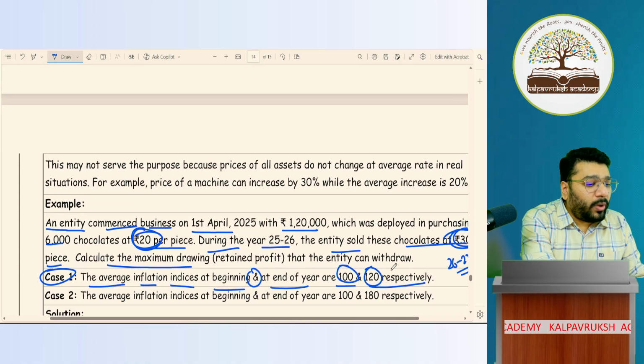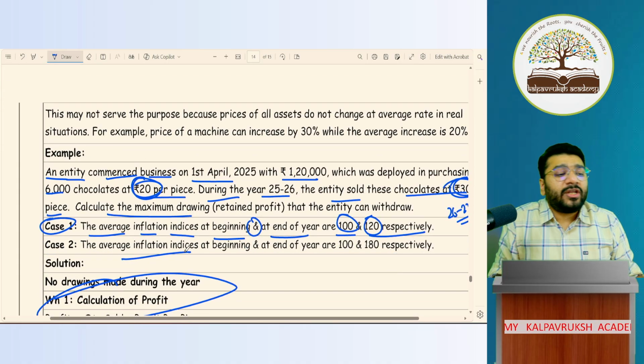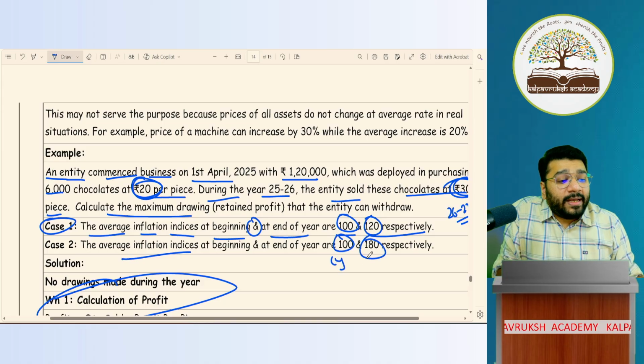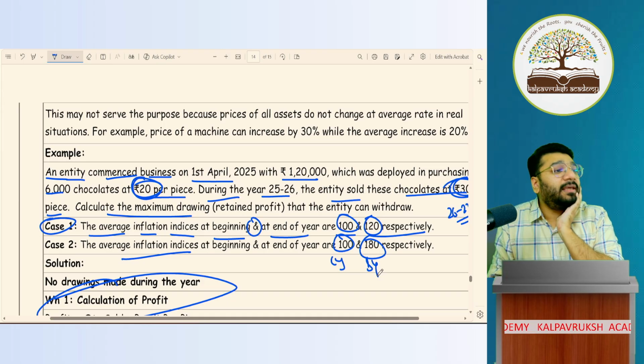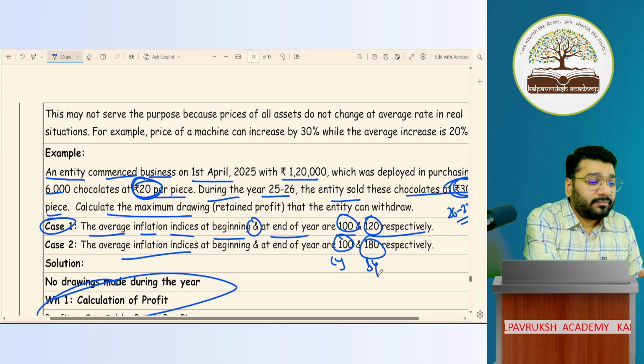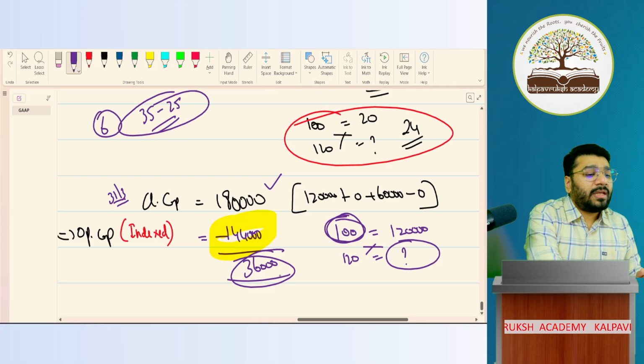Now I have case 2. What is case 2? When your inflation indices are 100 in the current year and 180 in the upcoming, that is subsequent, year. Now we have to see whether we have sufficient capital maintained in the business or not. Sir, how do we do this, sir?